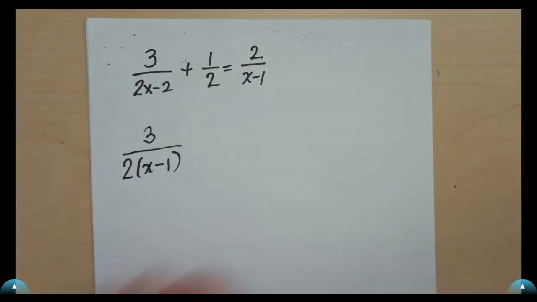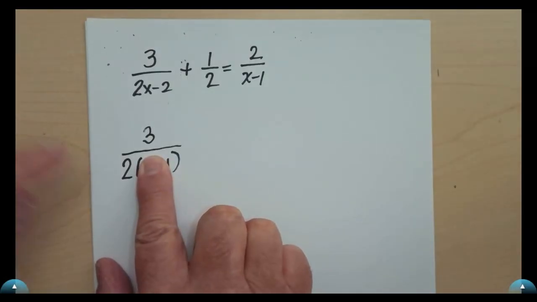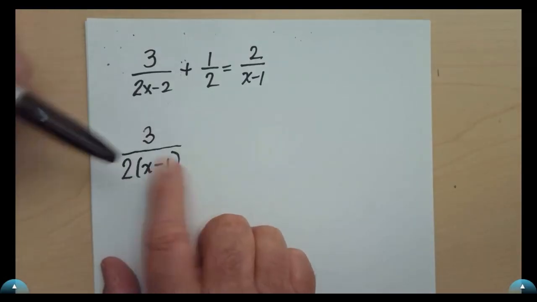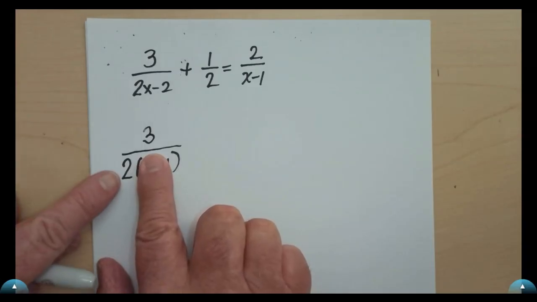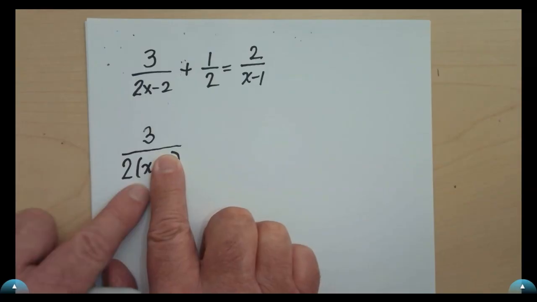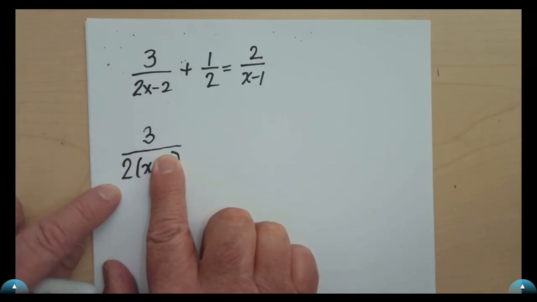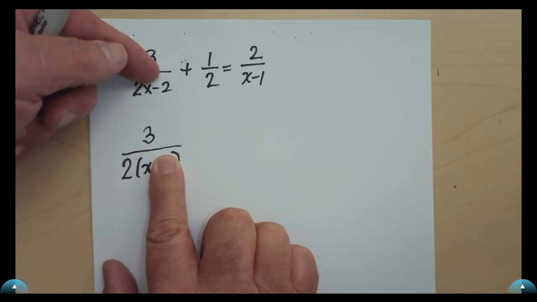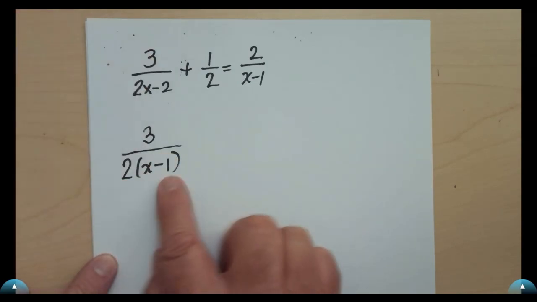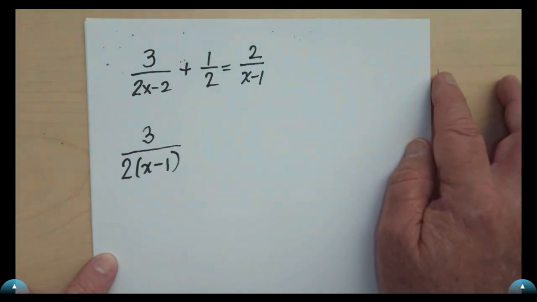So all I did is I said 2 is a common factor, so I'm going to write that 2. Then to figure out the x minus 1, all I'm doing is saying, what would I multiply 2 times to get 2x? Well, I'd multiply 2 times x to get 2x. And what would I multiply 2 times to get negative 2? I'd multiply 2 times negative 1 to get negative 2. Does everybody see how I did that?